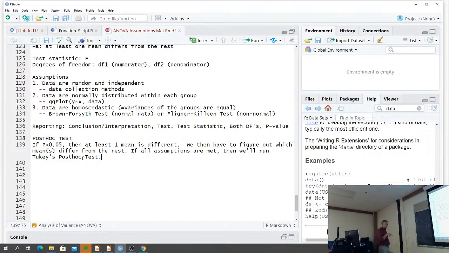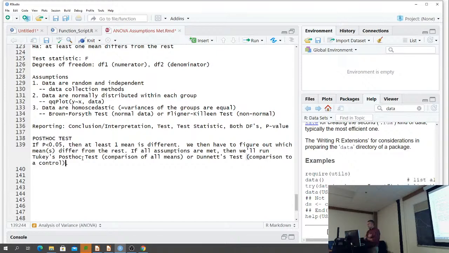If we violate our assumption, then we're going to have a couple different things we're going to do. Right? And there's another test that we can run if our assumptions are met. And I think I'll add it. So comparison of all means, that's our Tukey post hoc test. Or we can run a Dunnett's test, which is comparison to a control.